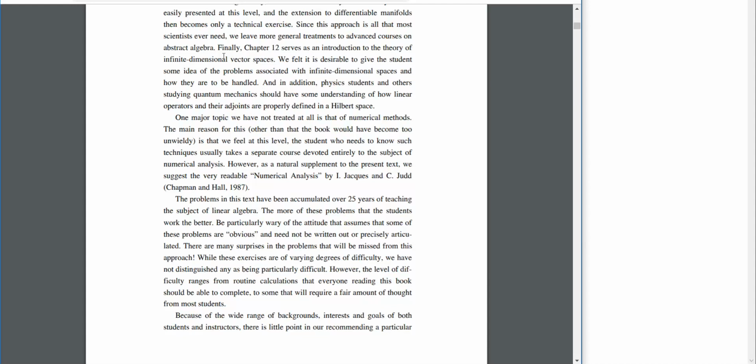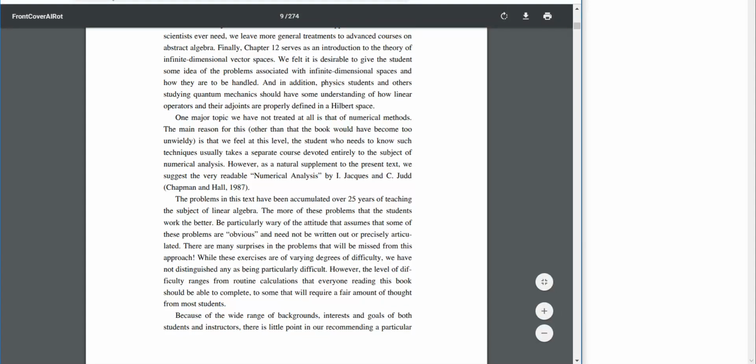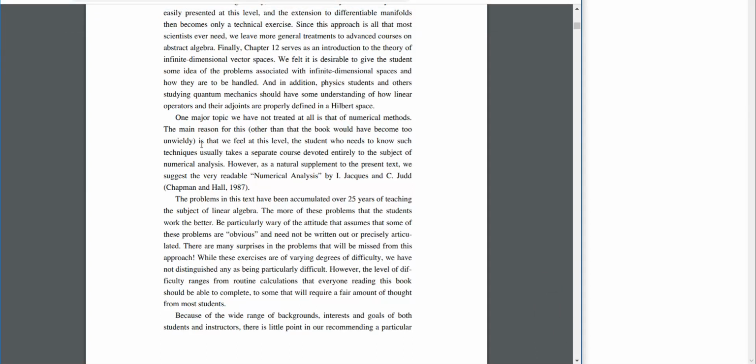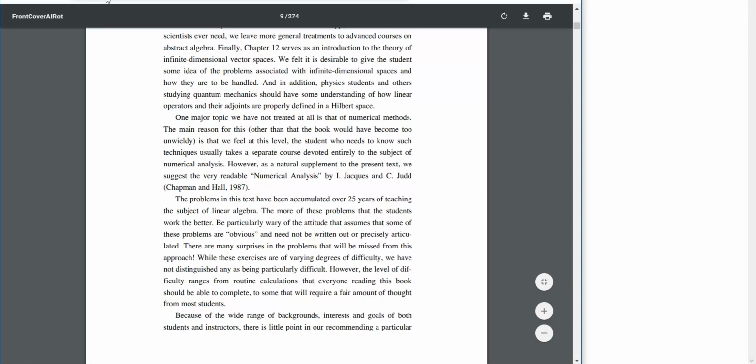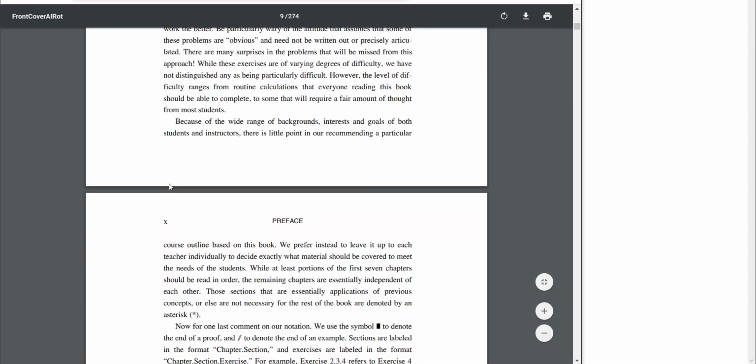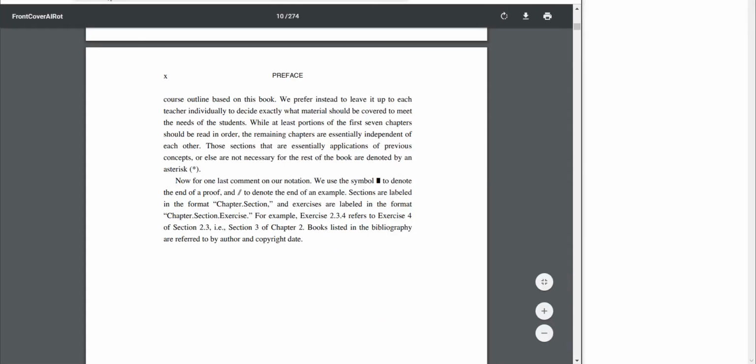One major topic they have not treated is the numerical methods. So for the numerical methods, we will have to get acquainted with them in another book, another source, I think.